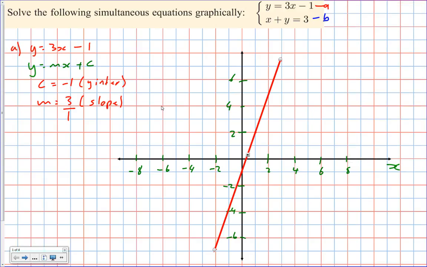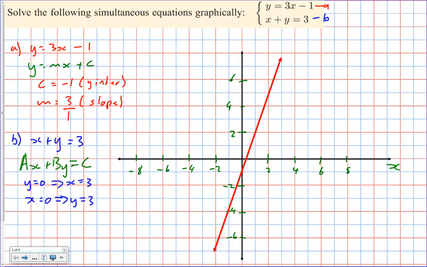Next, we'll have a look at the other one. So b, we have x plus y equals 3. And so this is now in the form ax plus by equals c. So when we're looking at that, we make y equals 0. So x equals 3, and then x equals 0, which implies y equals 3.